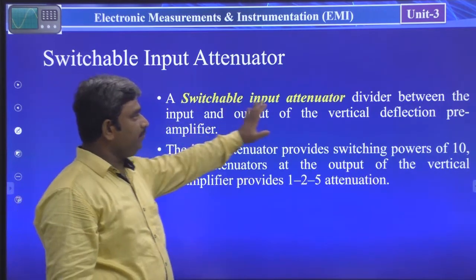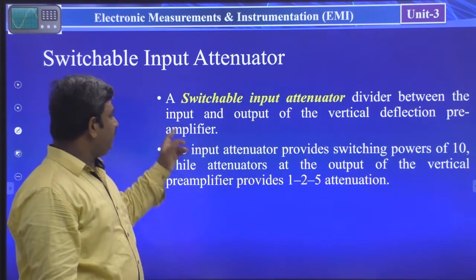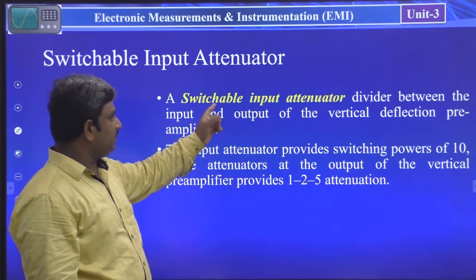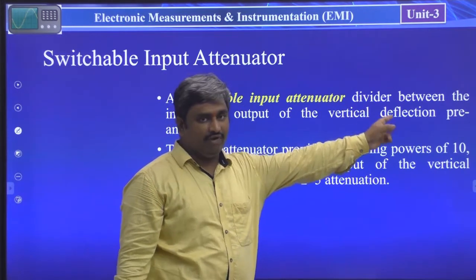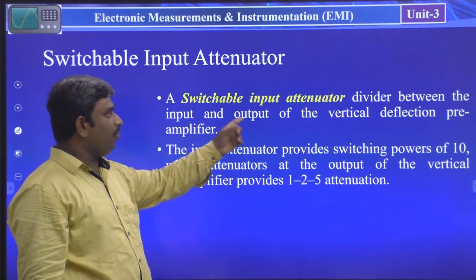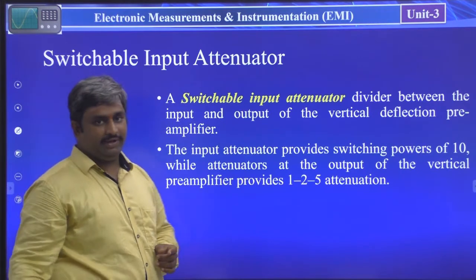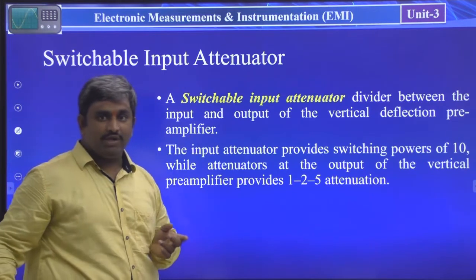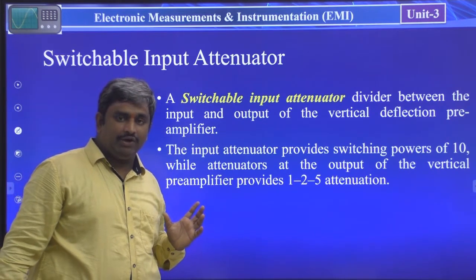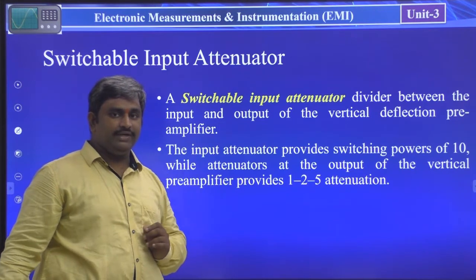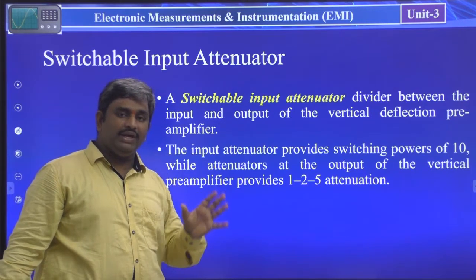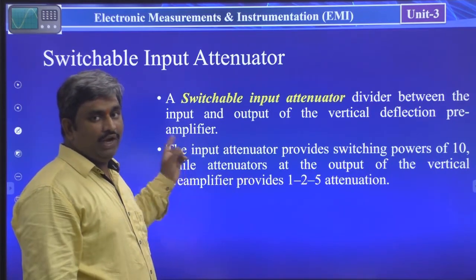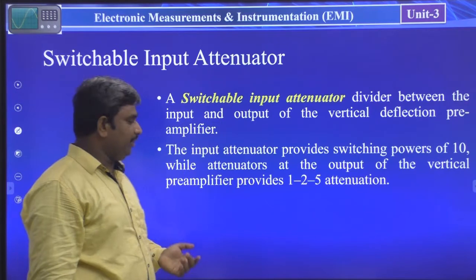So here is a switchable input attenuator divider between the input and output of the vertical deflection preamplifiers. Between the input and output of the vertical deflection plates we have connected these amplifiers. We can directly give the attenuator circuit output to the vertical deflection plates. Otherwise, we can give the vertical amplifier output to the deflection plates. In between this, we have this switchable input attenuator.